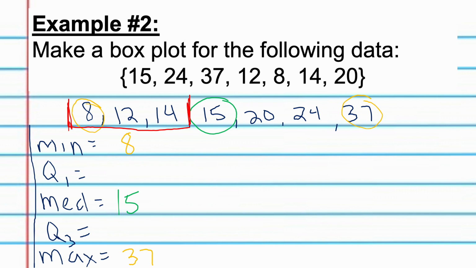Remember that quartile 1 is the median of that first half. So our quartile 1 is 12. And quartile 3 is the median of the second set of data, so that is 24. Alright, now that we have all of the numbers we need to plot our box plot, let's go ahead and do that.